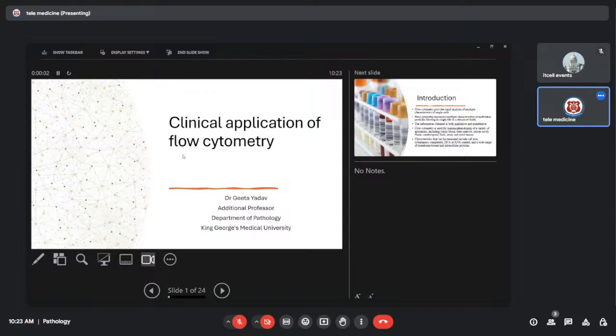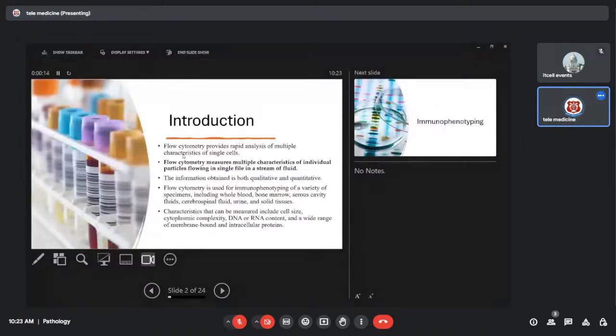So mine will be a very short class, clinical application of flow cytometry, because we will learn more. In today's workshop we cover acute leukemia and CLPD. But there are other uses.